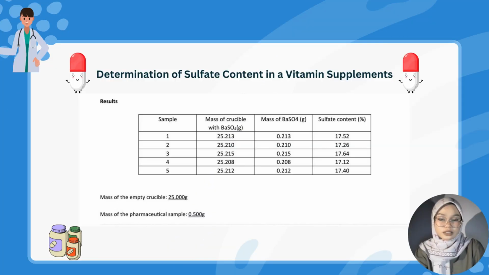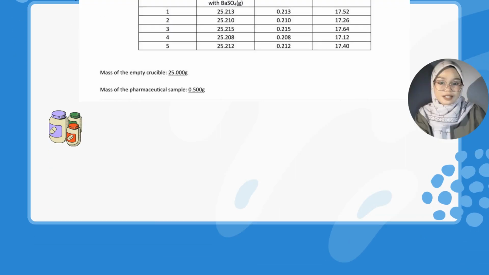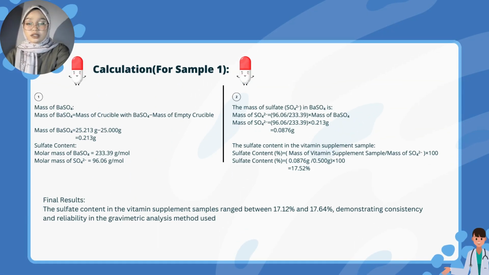Here are the results of the experiment after it being conducted, where we have 5 samples, and we also have calculated the sulfate content in percent, which we have explained in the next slide. So basically, this slide is about calculation of sulfate content in percent. We chose sample 1 as the example, and we get 17.52% for sample 1.